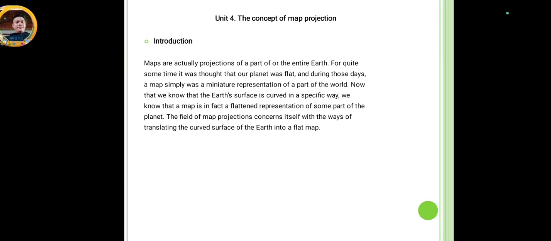In continuation of Unit 3, Unit 4, the concept of map projection, introduction. Maps are actually projections of a part of or the entire Earth. For quite some time, it was thought that our planet was flat. And during those days, a map simply was a miniature representation of a part of the world. Now that we know that the Earth's surface is curved in a specific way, we know the map is in fact a plotted representation of some part of the planet. The field of map projection concerns itself with the ways of translating the curved surface of the Earth into a flat map.